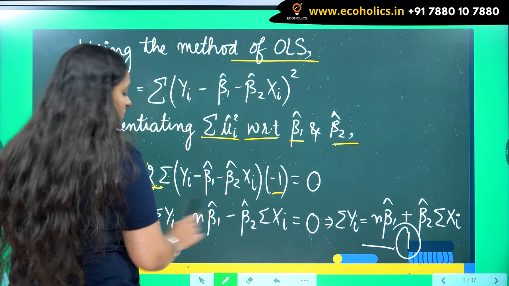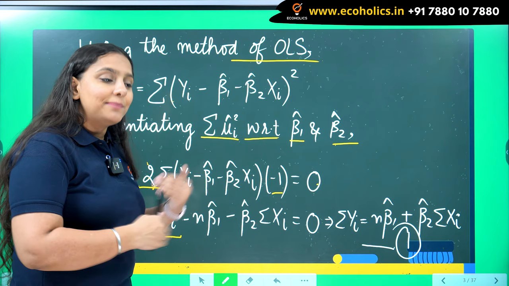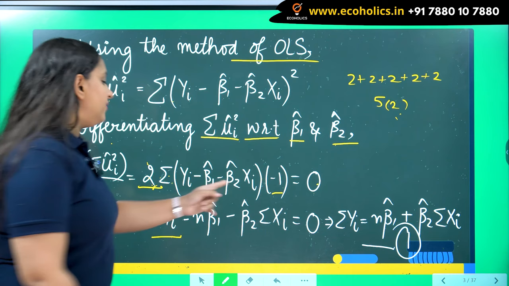Now, I'm opening the summation. So, summation yi. If I give summation to beta 1 hat, since beta 1 hat is going to be a number, when I'm summating it, whatever number of times I'm going to add it. So if I try to add 2 five times, what can I write? 5 into 2, right?